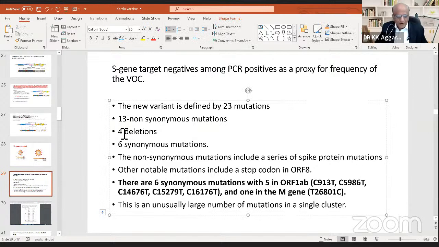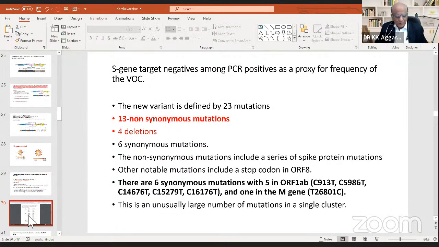These mutations have 4 deletions. In 20 out of 23, 4 deletions: 69, 70, and 2 more. That means this virus is going to change the way antibodies work, the way vaccines may work, and the way molecular diagnostics will change. And then it has 13 non-synonymous mutations, which means the variants of concern. I'm only talking about those which are clinically identified to be of concern. Otherwise, there are so many types of mutations in these 23 mutations.